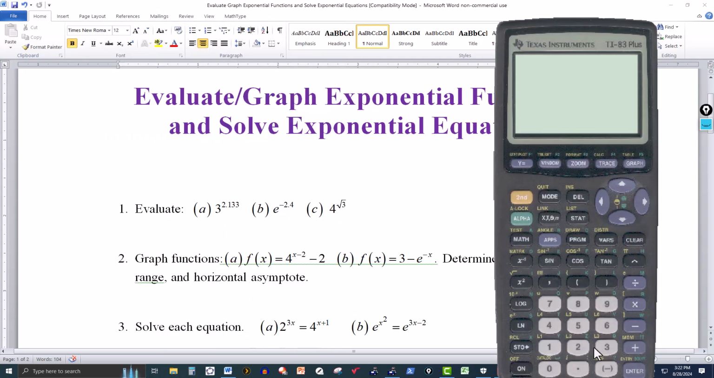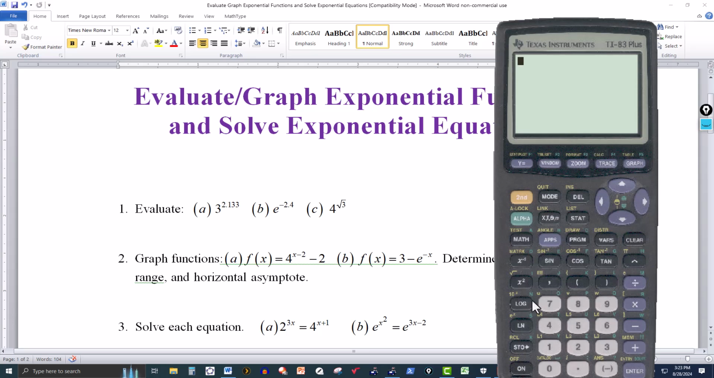So number 1, part A, it's 3, and then we have to take that to the power of 2.133. Hit enter. And we get, to 3 places, 10.416.